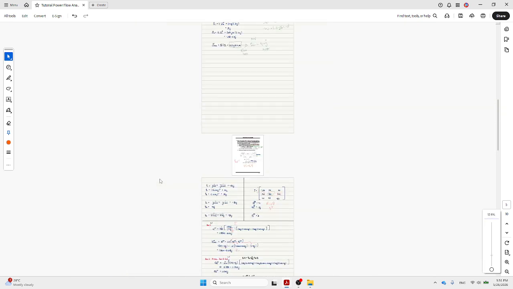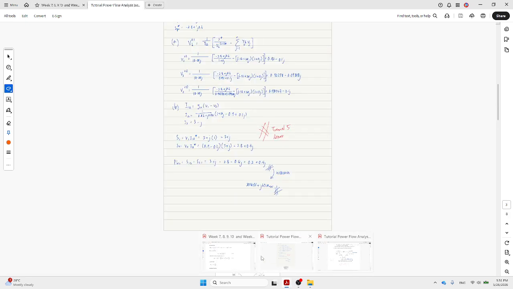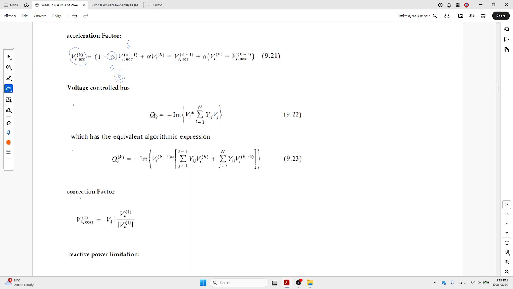Then the next value we have to calculate is for bus 3. Since bus 3 is a PV bus, we have to calculate Q first. How should we calculate Q? Q comes in the form of V conjugate times current. This is V conjugate times I, correct? Since this is I, it is considered as a current, and then the imaginary part, with a minus sign.